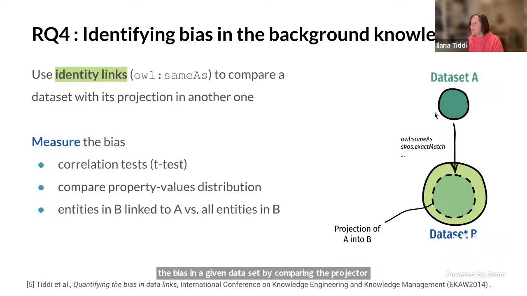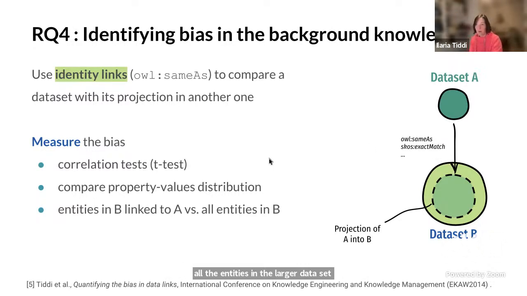So the overall idea was really that you have a data set, which could be, I don't know, the linked movie database, and you have a certain amount of entities that are connected through the DBpedia using identity links. And the projection of the movie database is mostly the set of entities in DBpedia that are connected to the movie database. And then we would basically compare all the entities in the larger data set with a subset.